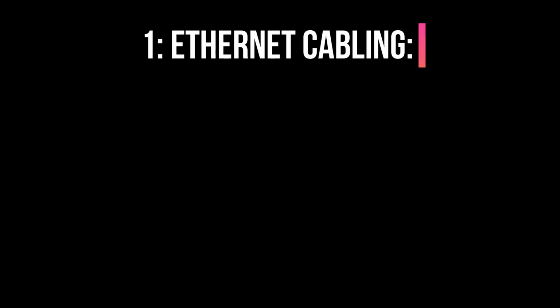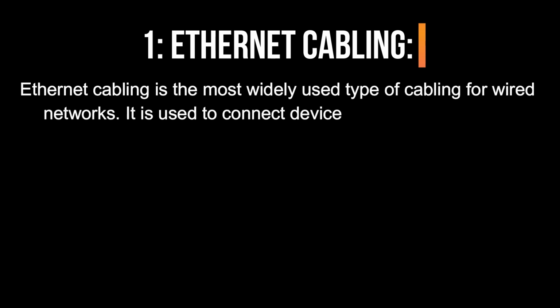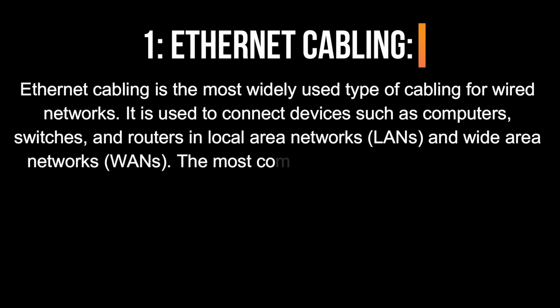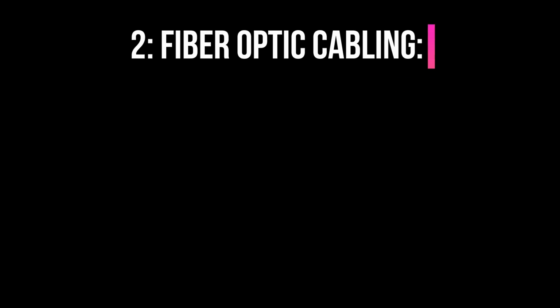1. Ethernet cabling. Ethernet cabling is the most widely used type of cabling for wired networks. It is used to connect devices such as computers, switches, and routers in local area networks, LANs, and wide area networks, WANs. The most common types of Ethernet cabling are Cat5e, Cat6, and Cat6a, which are twisted pair cables that use RJ45 connectors. 2. Fiber optic cabling.